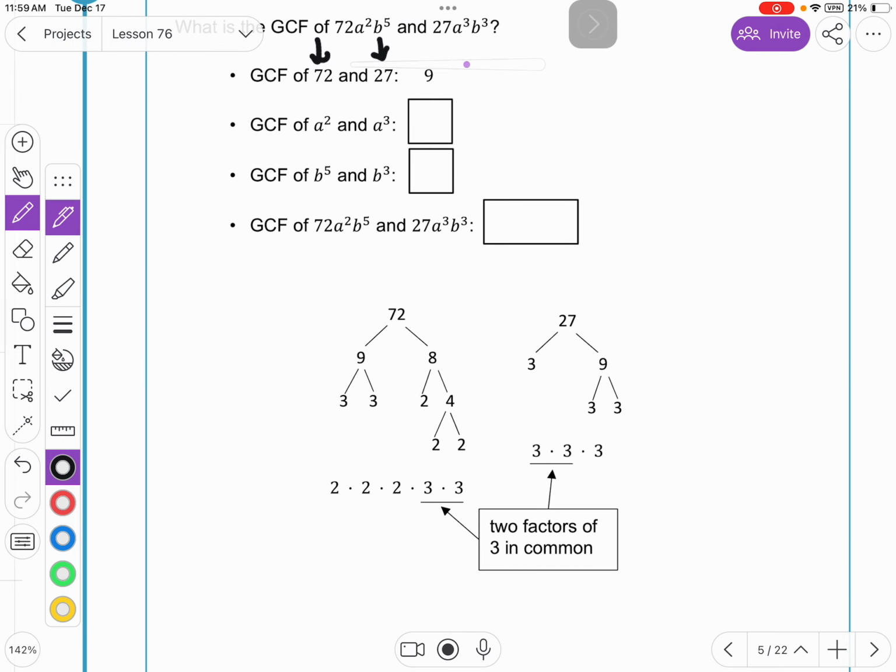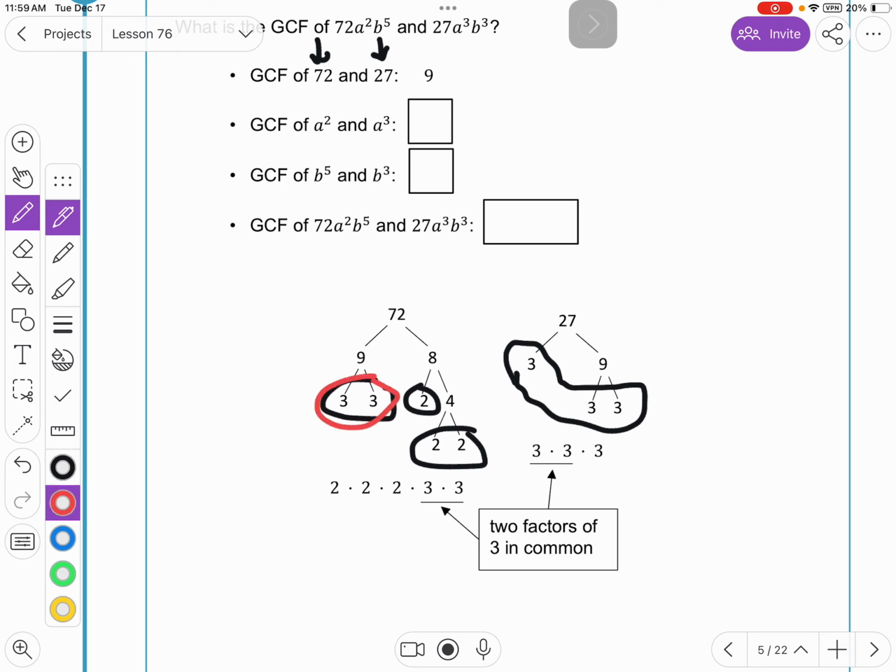So here's our factor tree, and you can see that at the end for 72, I've got 3 times 3 and 2 times 2 and another 2, right? For 27, I've just got 3 times 3 times 3. So what do they have in common? Well, they've got 2 3s in common. They've got 2 3s that are common to both. So the greatest common factor is 3 times 3, which is 9. All right, so the greatest common factor of those two numbers is 9.